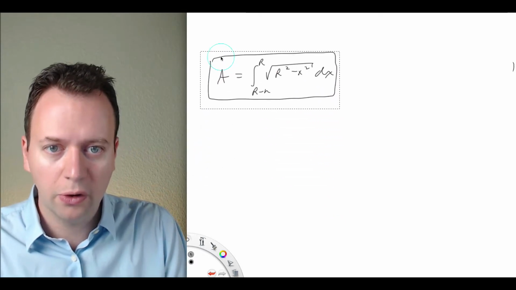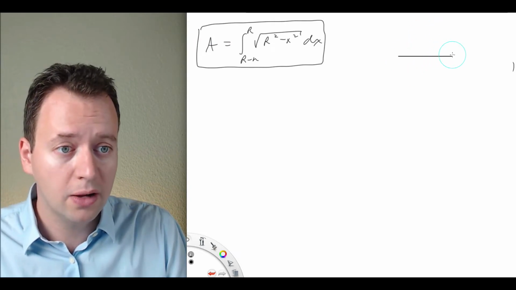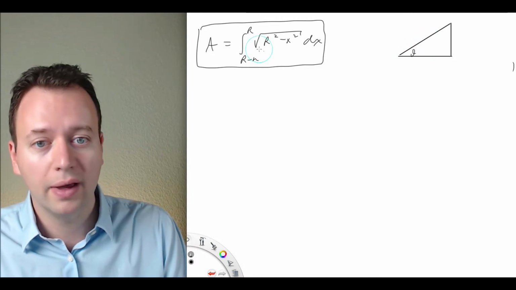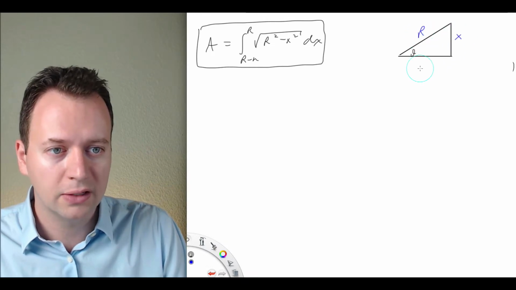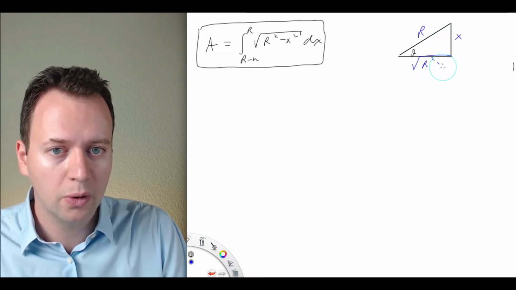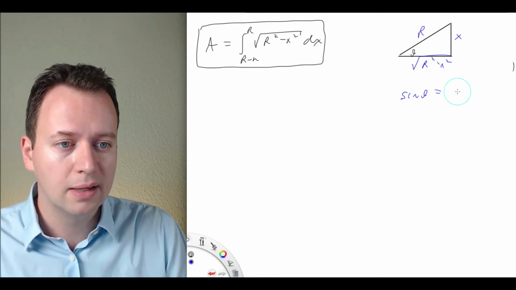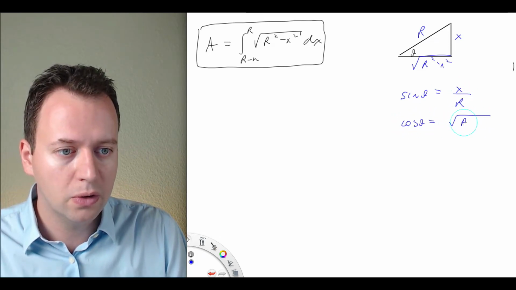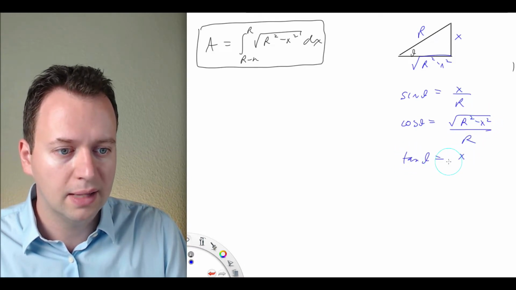For this integral, we're going to use the trigonometric substitution. So let's draw our right triangle and set up theta. We have r squared minus x squared, so r is the hypotenuse, x is the opposite, and the square root of r squared minus x squared is the adjacent. Now let's set up our trig relations. Sine of theta is equal to x over r. Cosine of theta is the square root of r squared minus x squared over r. And tangent of theta is x over the square root of r squared minus x squared.